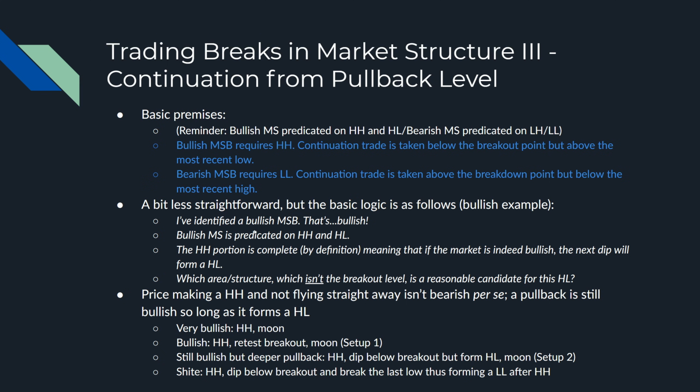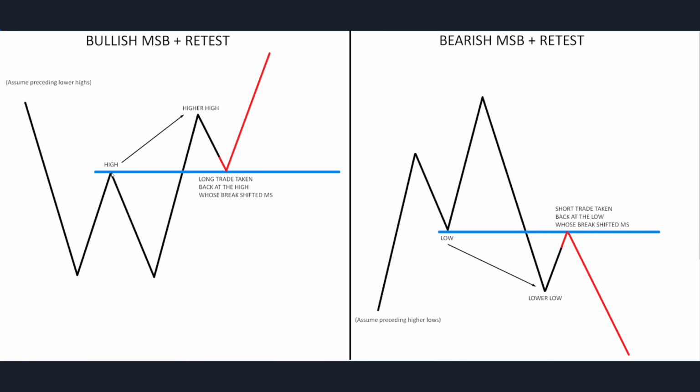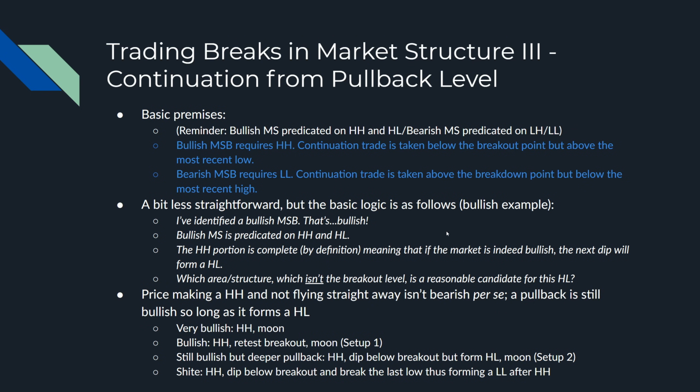So step one, I identified a bullish market structure break. That's bullish, sure. Second, bullish market structure is predicated on higher highs and higher lows. Fantastic. Third point, the higher high portion is complete by definition because we've had the market structure break, meaning that if the market is indeed bullish, the next dip will form, or must form, a higher low. Now the final question, this is what this setup seeks to answer: which area or structure, which isn't the breakout level, right? Reminder that the breakout level in this case is, again, where market structure was broken. So which area or structure, which isn't the breakout level, is a reasonable candidate for this higher low, or lower high in the bearish case.